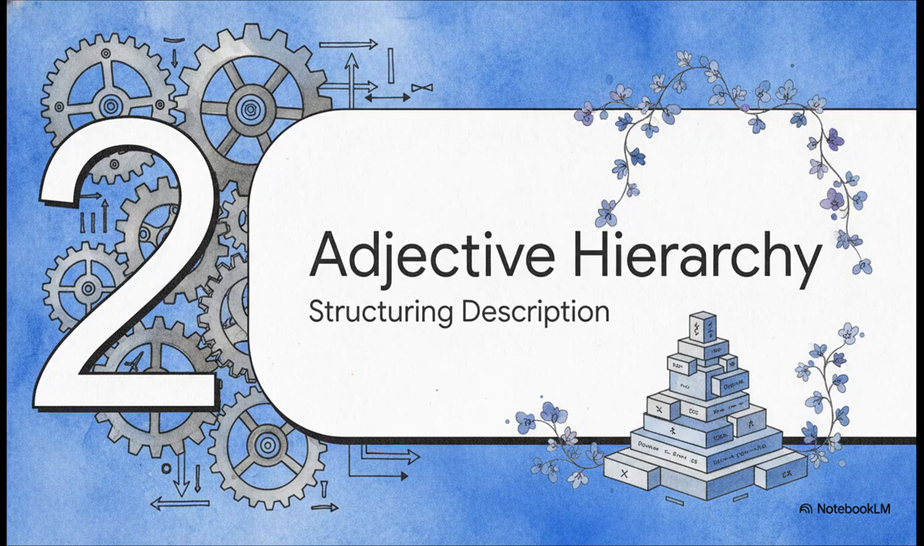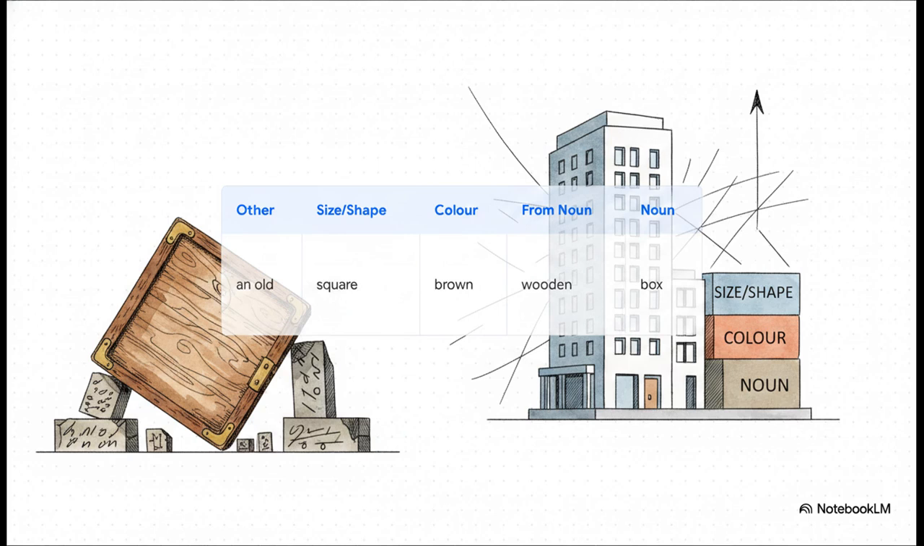Moving right along to Section 2, the adjective hierarchy. Think about this for a second. Would you naturally say a wooden old box or an old wooden box? I bet you almost certainly said an old wooden box, even if you couldn't explain exactly why. Well, it turns out there is a strict, hidden hierarchy behind that instinct.